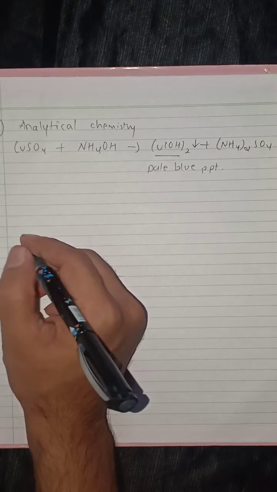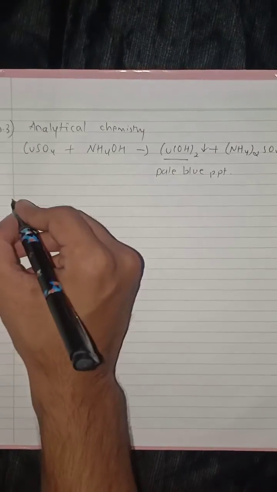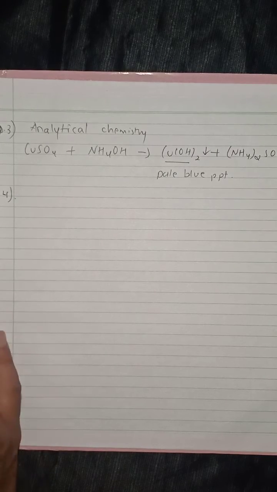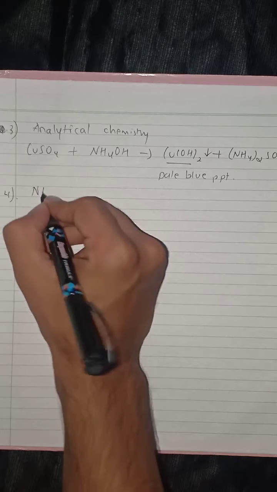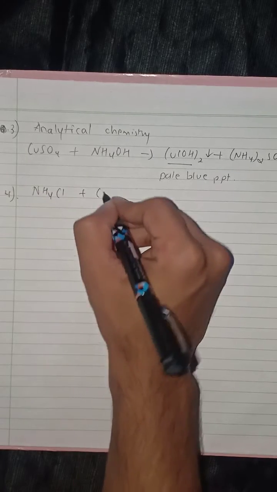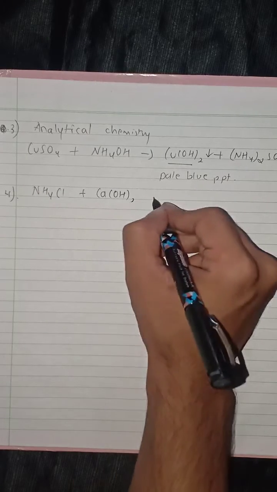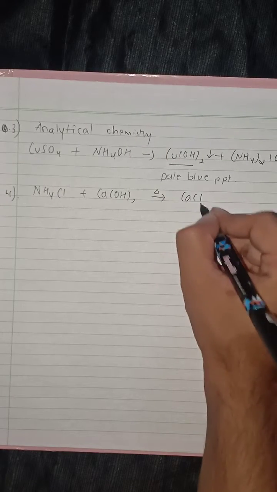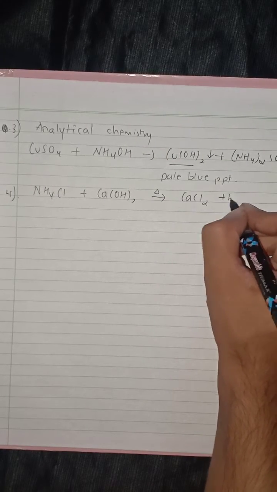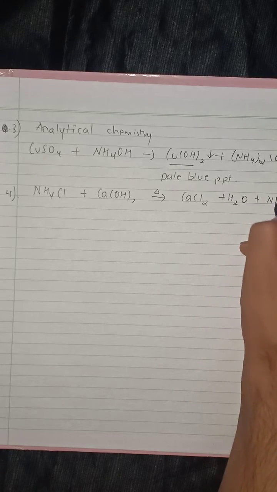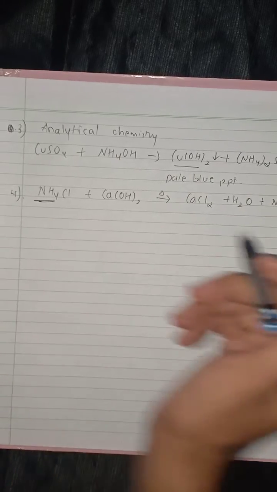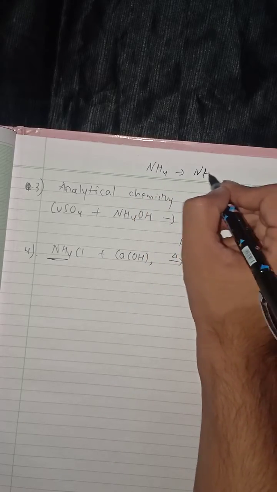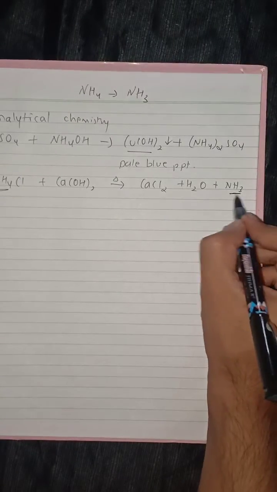Now the fourth part, you have already covered in the chapter called ammonia. If I take an ammonium salt and make it react with calcium hydroxide and heat it up, calcium chloride, water and ammonia gas will get formed. This is NH4, and the logic of NH4 I told you in earlier lectures: it is going to release NH3 gas for you.